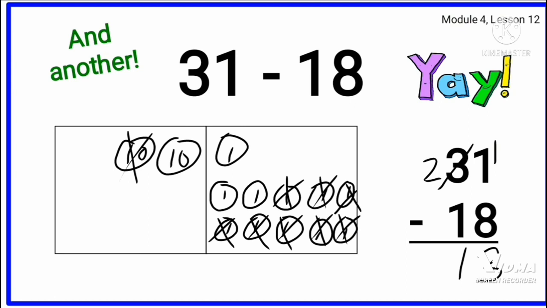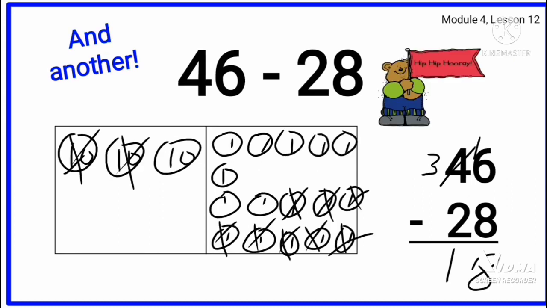So I can easily remove the 8. I cross out the 8 and I'm left with 3 ones. 11 minus 8 is 3. Then I'm going to remove 1 ten. I cross it out. I'm left with 1 disc of 10. So if you remove 18 from 31, you're going to have 13.